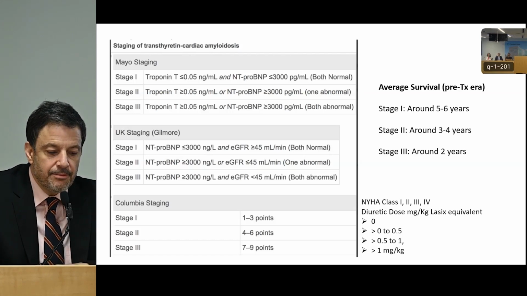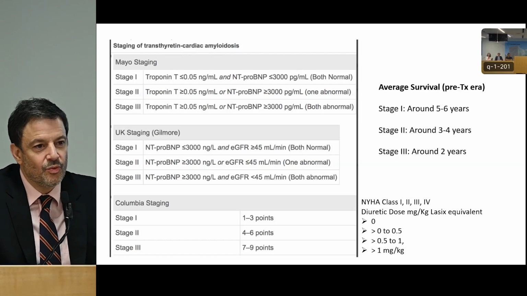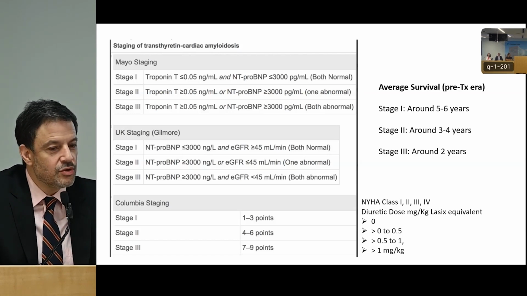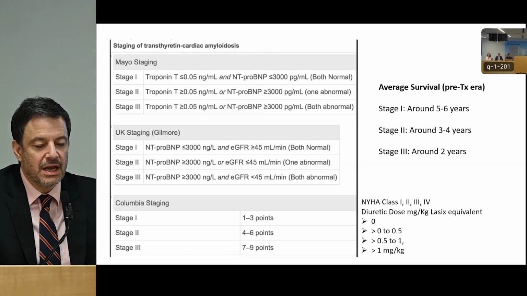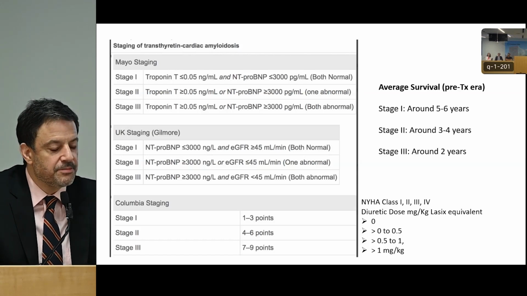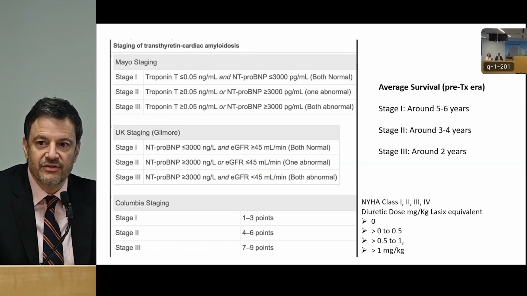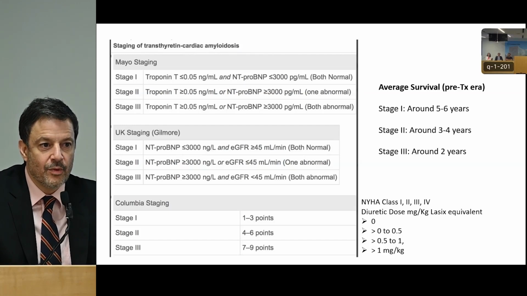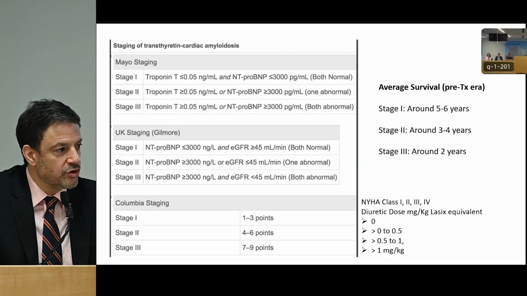But what's extremely important is these staging systems were developed in the pre-treatment era. So when you're sitting in front of a patient and you're saying, well, this is what your predicted prognosis is, I tell them that this really doesn't hold water anymore because this was more natural history. Now that we have treatment, this is completely incorrect.